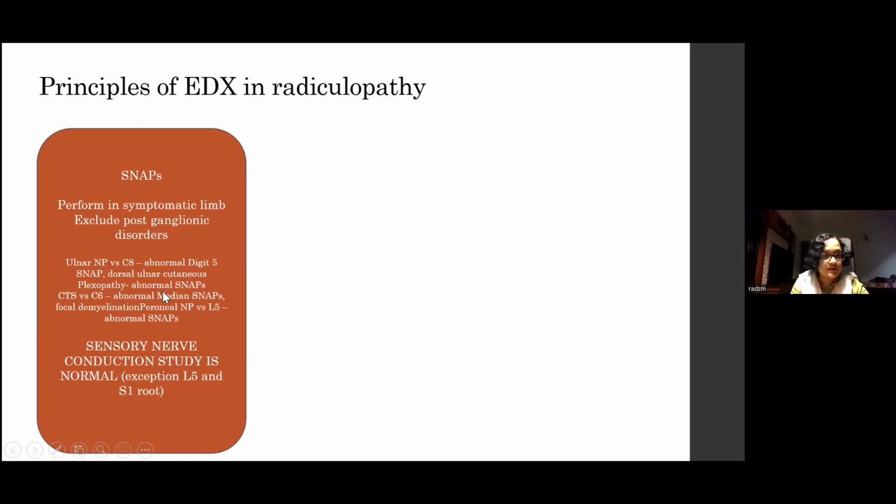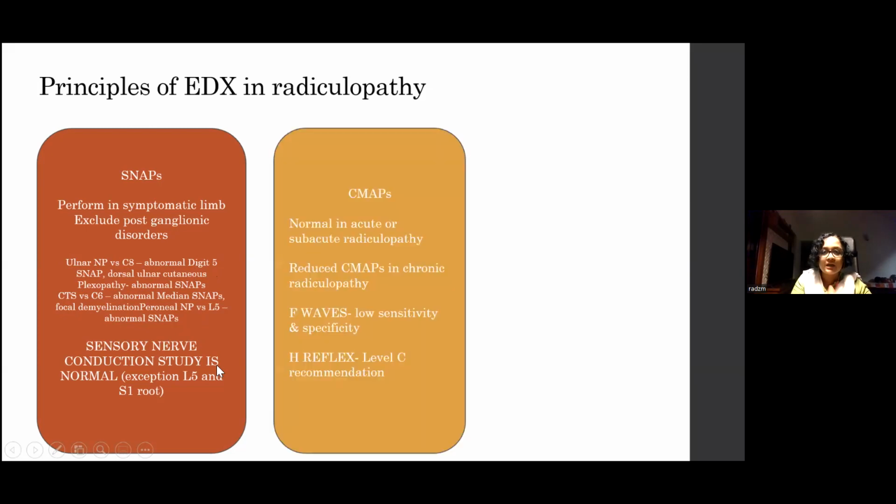In plexopathy as well, it's postganglionic, so you'll see abnormal sensory nerve conduction studies. In CTS versus C6 radiculopathy, again, you'll see abnormal median SNAPs, which is postganglionic in carpal tunnel syndrome with focal demyelination. In peroneal neuropathy versus L5 radiculopathy, again, you're looking for abnormal superficial peroneal or deep peroneal sensory responses.